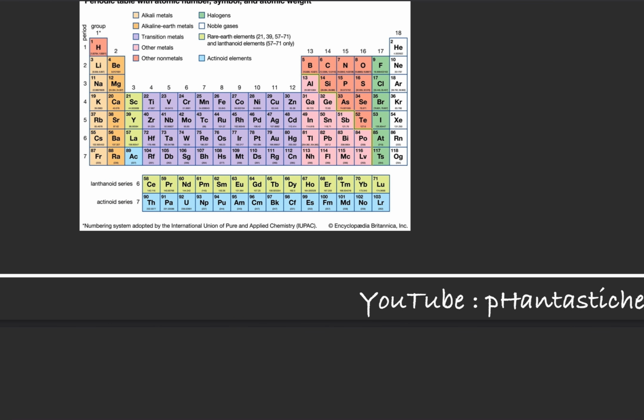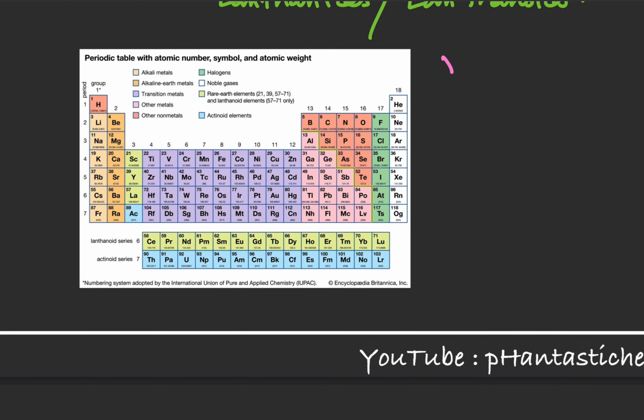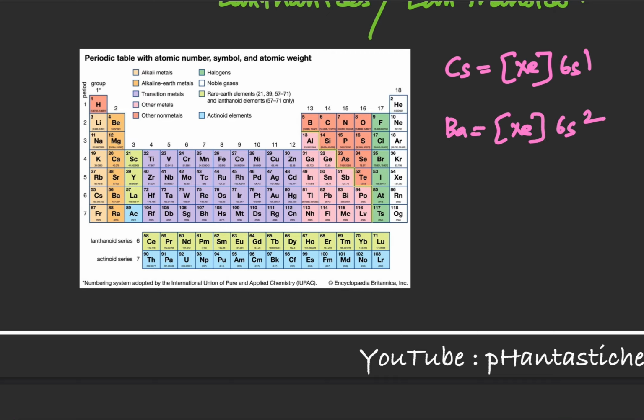Okay, so you can see after xenon we have cesium. So the configuration of cesium will be xenon 6s1. Then after cesium we have barium. The configuration of barium will be xenon 6s2. Then we have lanthanum, this guy. So the configuration will be xenon 5d1 6s2.